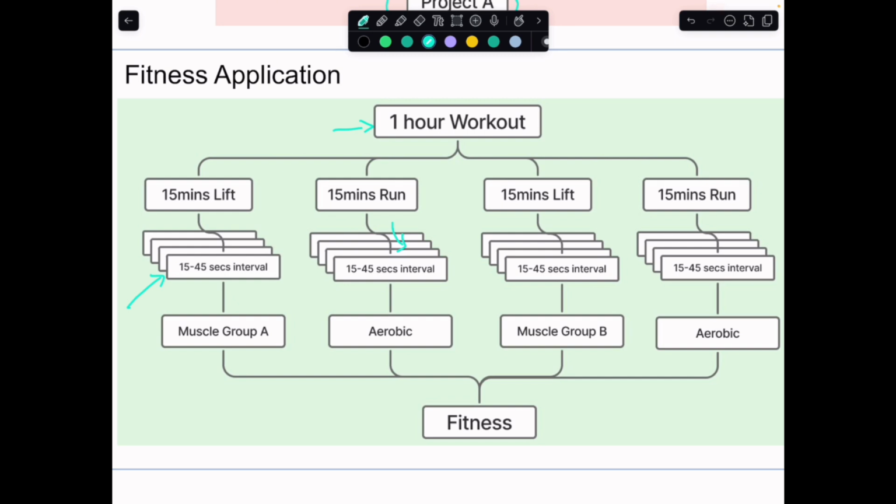The base cases are easy to solve. 15 to 45 seconds workout. Anybody can do that. And then you further combine. For example, in the 15 minutes lift, you focus on muscle group A, and then here you focus on aerobic. Similarly, in each component, you have one major focus. By combining the base cases here, you're able to tackle one subproblem. And eventually, through the combination, you complete the 1 hour workout and get stronger and stronger daily. The key is not to push too hard, but to consistently push.